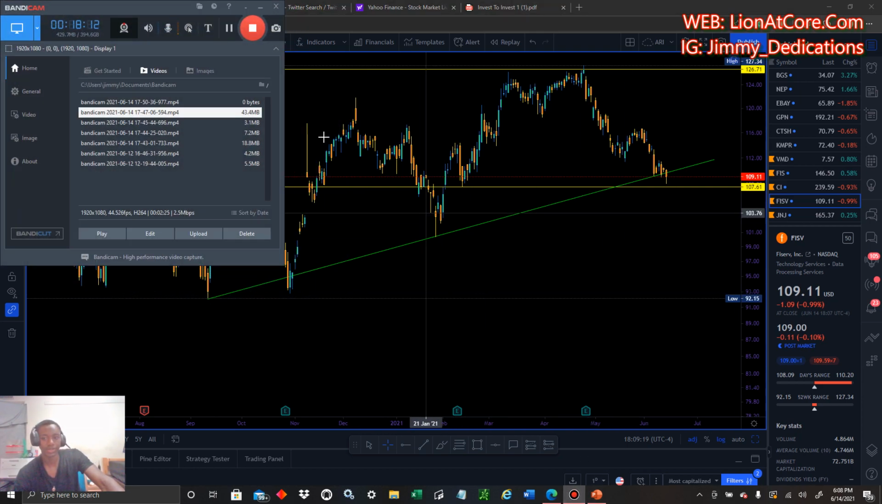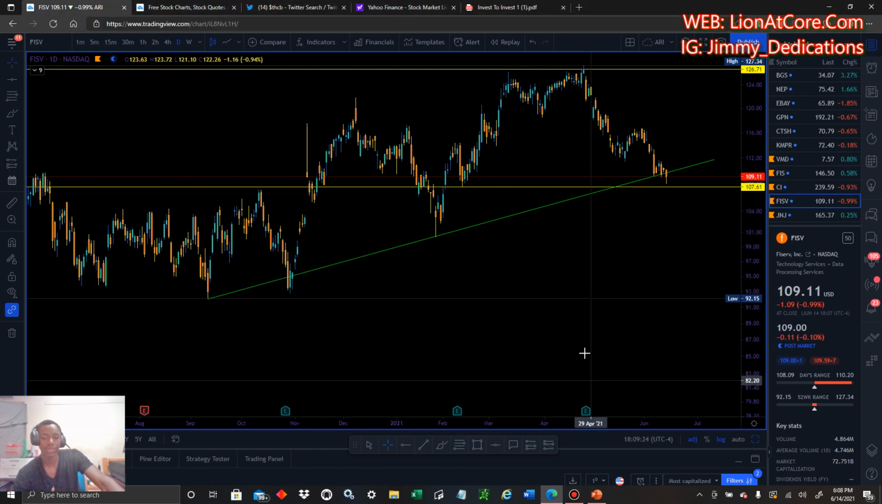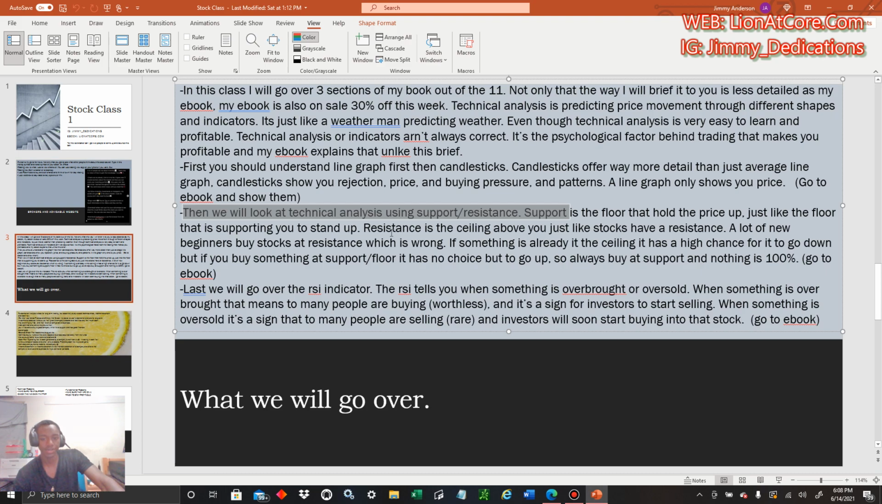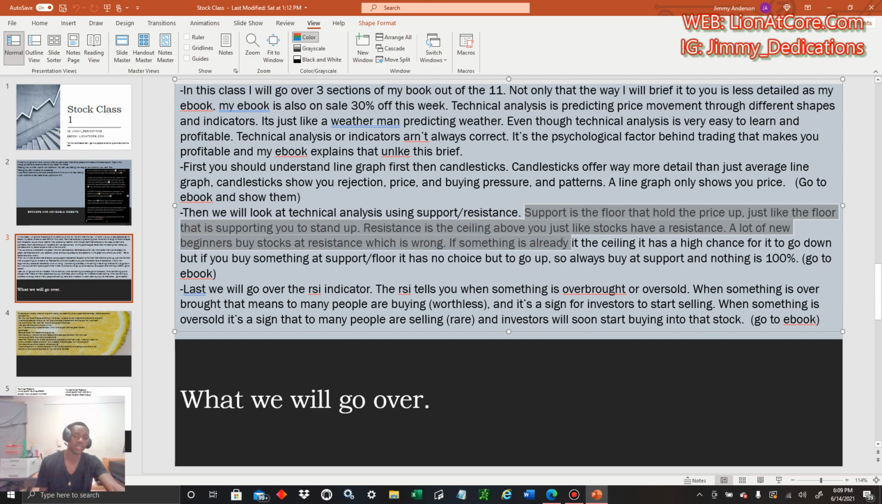But yeah, we're in this thing 18 minutes into it. So now we went over technical analysis, support and resistance. Support is the floor that holds the price up, just like the floor that is supporting you to stand up. Resistance is the ceiling above you, just like stocks have a resistance. A lot of new beginners buy stocks at resistance, which is wrong. If something is already at the ceiling, it has a high chance to go down. But if you buy something at support, it has a high chance to go up. So I always buy at support, and nothing is 100%.